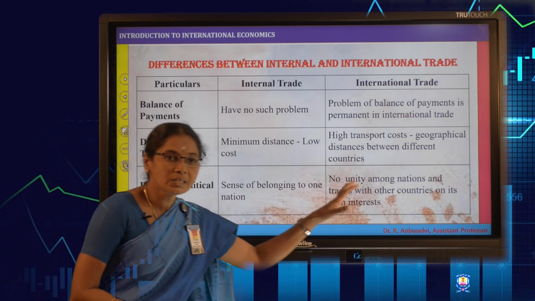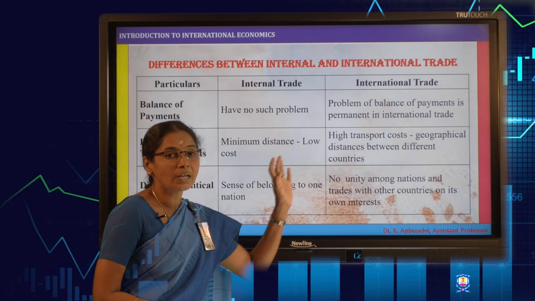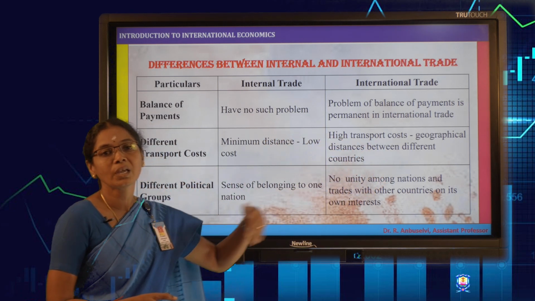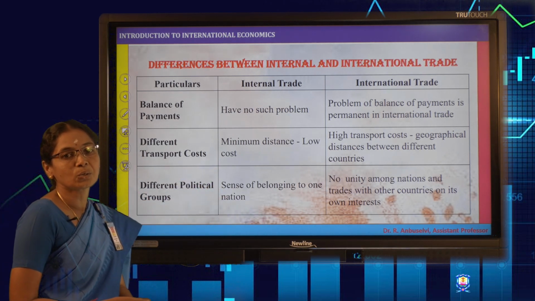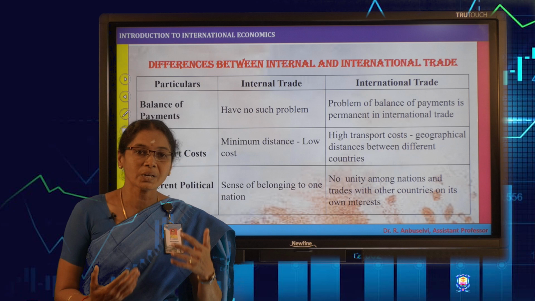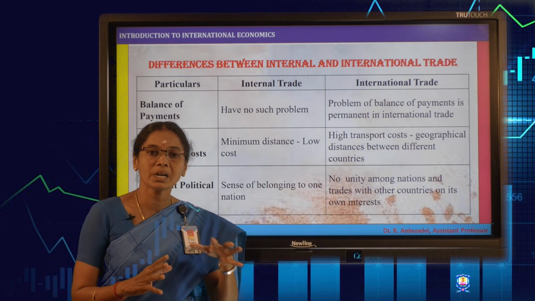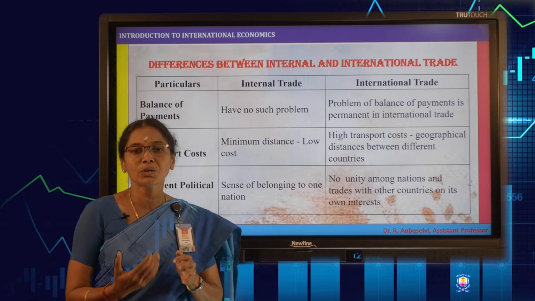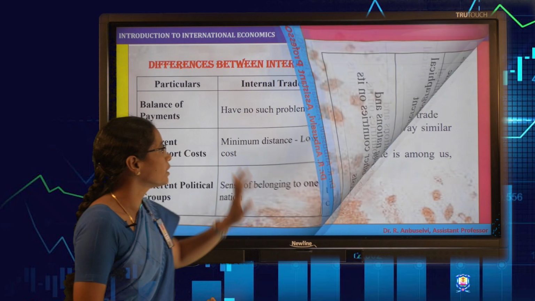And the next difference is transport cost. Within a country, there is less distance between places, so the cost is low, but between countries the distance is very large, so we have to pay high transport costs. And the last difference is political groups. Within a country, there is a sense of belonging to one nation, but taking the world as a very big forum, there are different political parties and different rules and regulations. So these are the differences between internal and international trade.